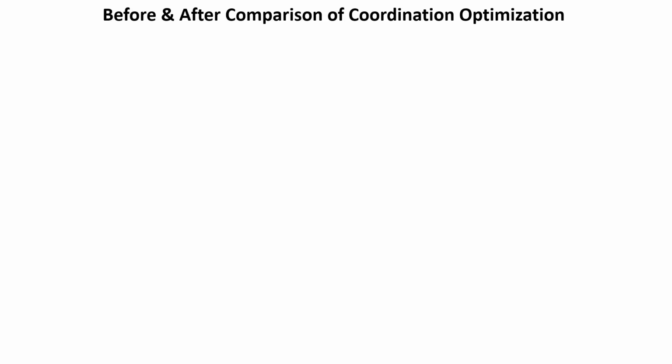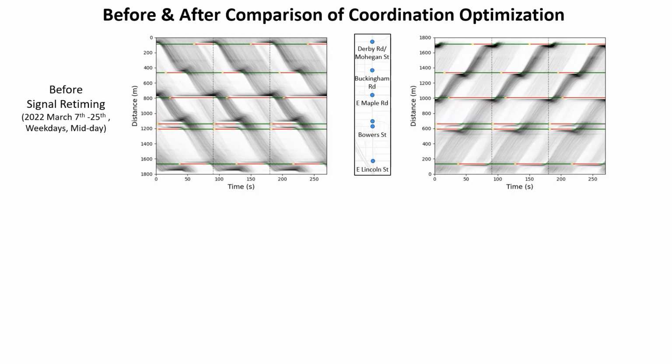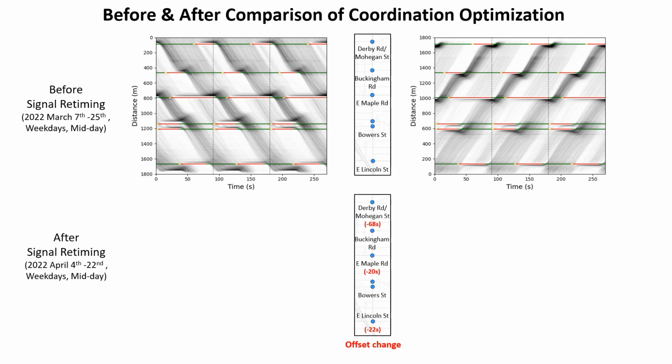We now discuss the field implementation. This is a before and after comparison of the coordination optimization. Aggregated time-space diagrams for the midday time of day in both directions using data from 3 weeks before the signal retiming are shown here. The signal retiming included offset changes at 3 intersections.